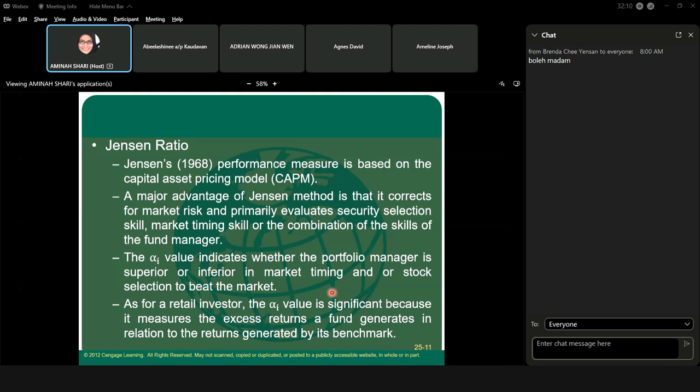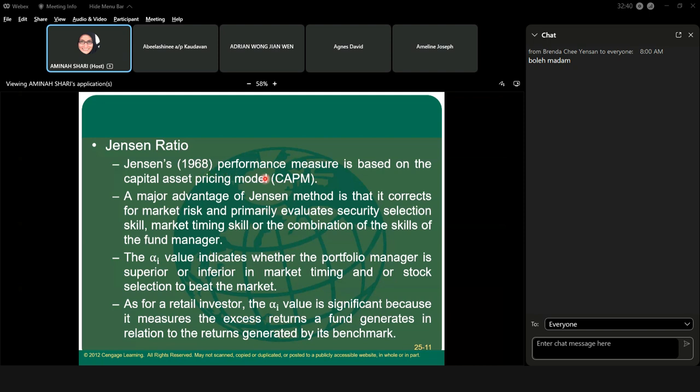Okay, Jensen is a little bit different. Very different, because it uses a benchmark. That's why when you want to collect your data, you need to know what the benchmark is for your data. Where can you get the benchmark? You can find it in the prospectus, or if you refer to the journal, it mentions what benchmark it uses for its data. So you can follow that.